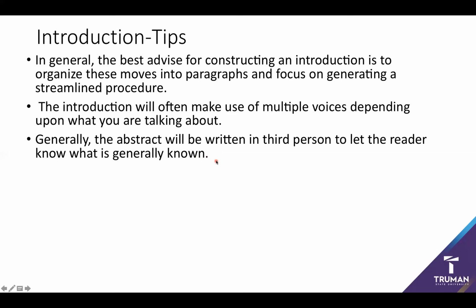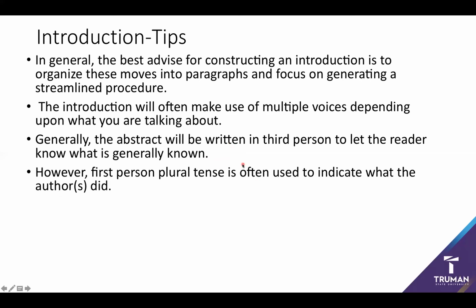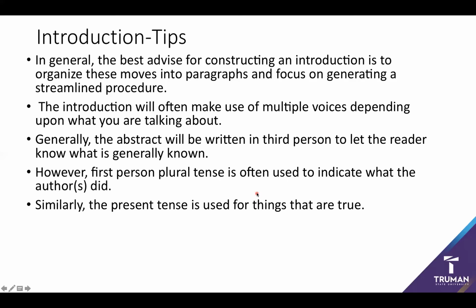In general, again, we're trying to write in third person to distinguish what is generally known. But again, that first person tense can be important to indicate what specific authors have done, and often in the end of your third section, what you specifically have done in this work. And again, present tense is generally going to be used for things that are true, and past tense is for things that were done.